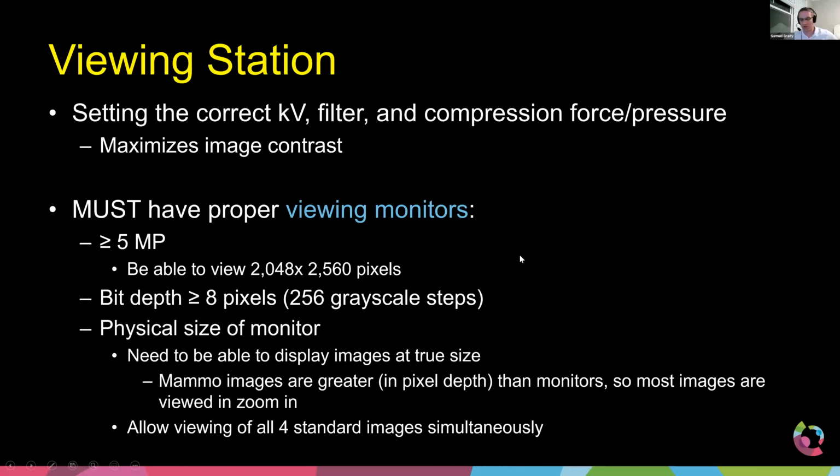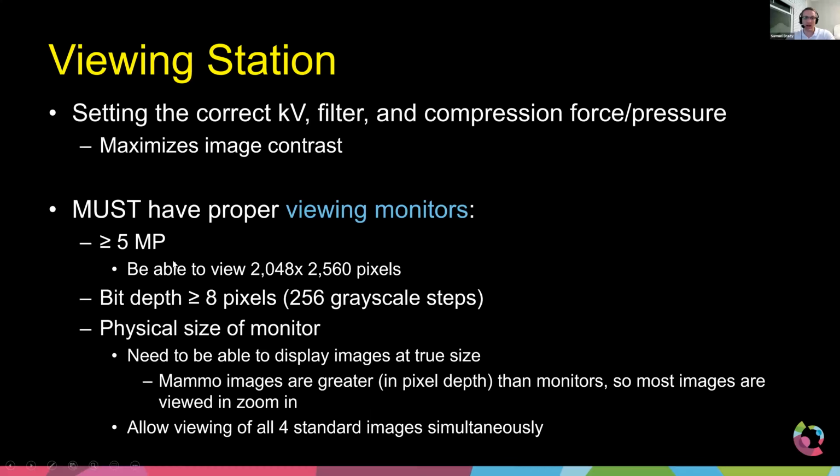So I would be remiss if I didn't say something about the viewing station. You've gone to all the trouble to get the right kV, the right filter, the right compression. You're optimizing your contrast, doing full field digital mammography or tomosynthesis, and then you try to read this on a horrible monitor that's out of calibration. You're doing yourself no service. So once you have done your best to optimize the machine and the output and the reconstruction, you've got to absolutely have a good monitor, especially in mammography.